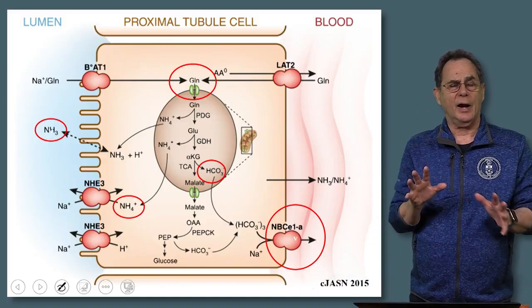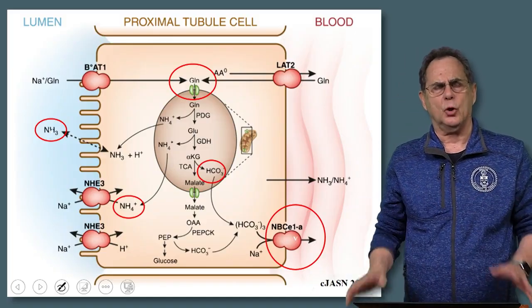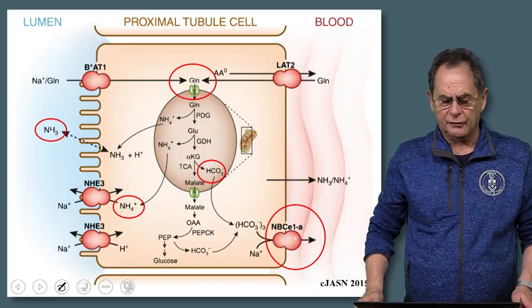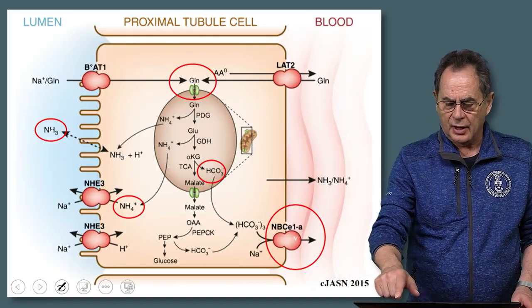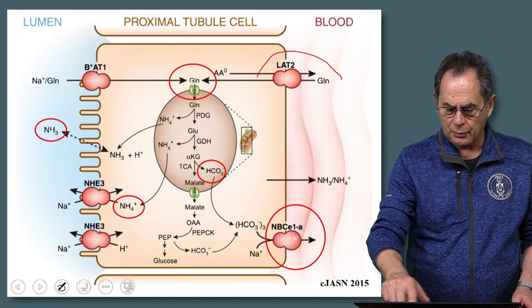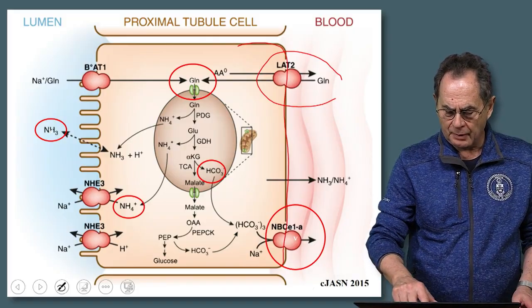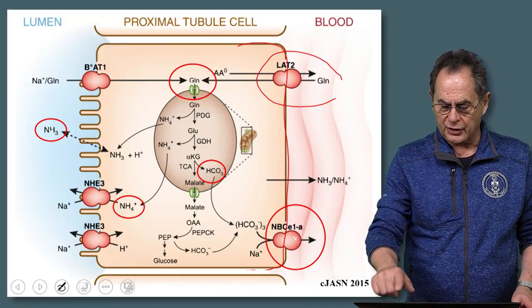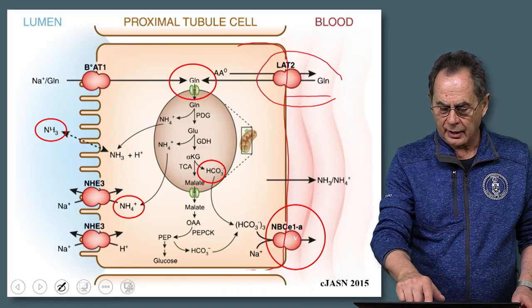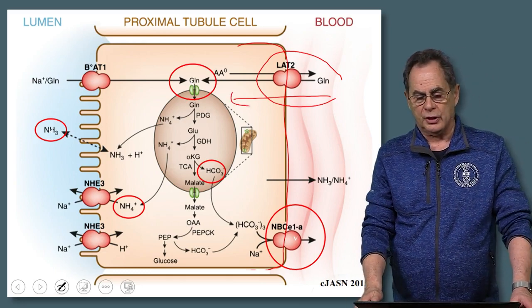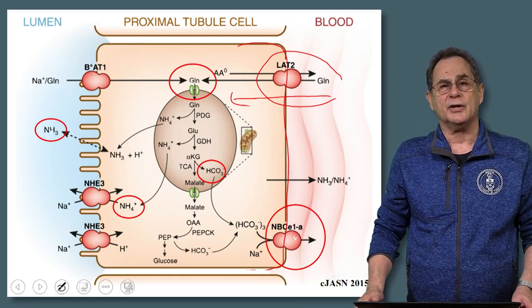And you'll see right away that this is a pretty complex process, and I want to emphasize just a few things. The first thing is that it utilizes a transporter at the basolateral membrane of the proximal tubule cell that takes glutamine and moves it into the cytoplasm of the proximal tubule.